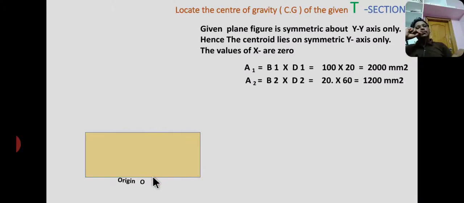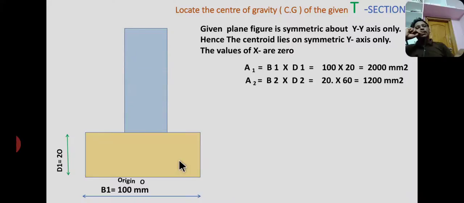Now the area of the bottom rectangle A1 equals B1 into D1, that is B1 equal to 100 and D1 equal to 20. Therefore area 1 equals 100 by 20 equals 2000 mm square, and the area of the second rectangle A2 equals base 2 into depth D2, that is 20 by 60, that is 1200 mm square.